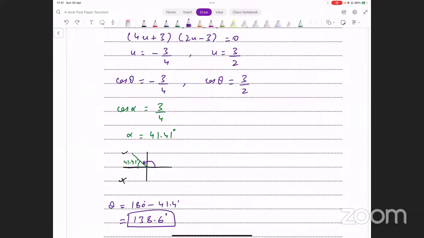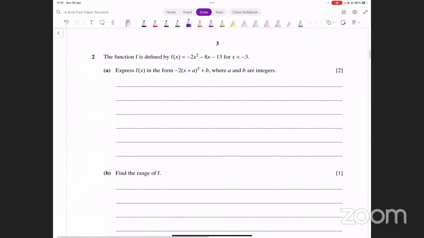So what will we say? We will say this is not possible. You can also check: put it in the calculator, do cos inverse of 3 over 2, and you will get an error. That means it does not have any solution. Okay, so we have only one answer here, 138.6, and that's it. Let's move on. Question number 2.